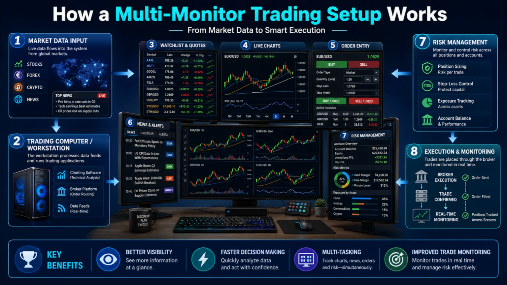Moreover, risk management is monitored on a separate screen. This includes position sizing, stop-loss control, account balance, margin level, exposure by asset, and overall performance. Good risk management helps protect capital and control losses.